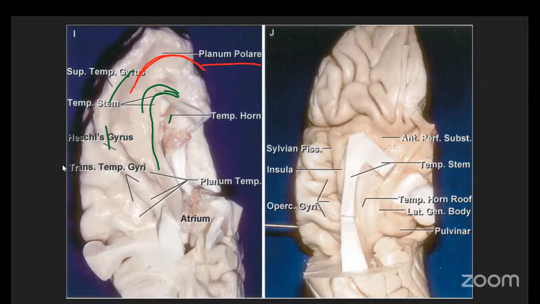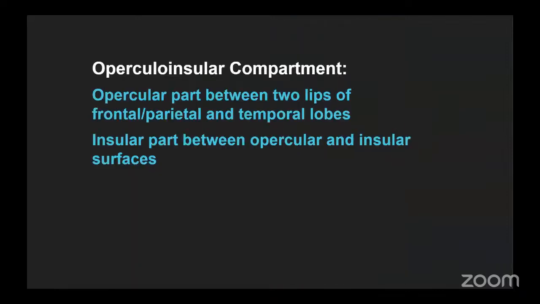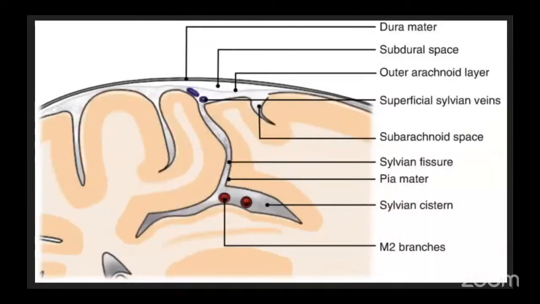You can see again they have cut off the temporal lobes here, and the anterior perforating substance in this portion, which is the Sylvian fissure. Let's not go into detail again. Moving on. Opercular insular compartment, we have done the boundaries very clearly: the opercula of the frontal, parietal, and temporal lobes. The insular part is between the opercular and the insular surfaces. This is just an illustration.